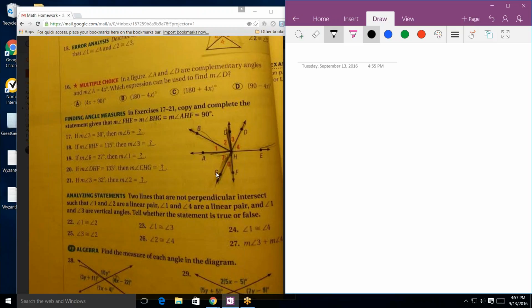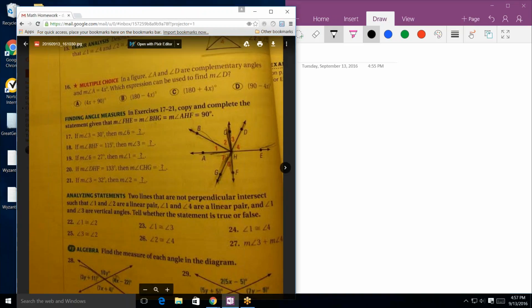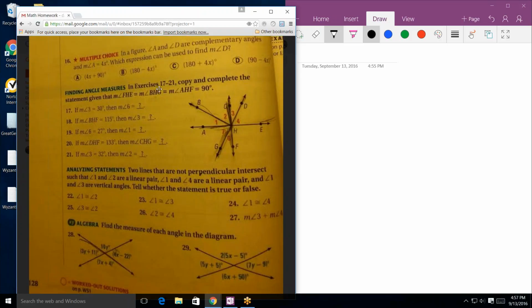Correct. So if the measure of angle 3 is 32 degrees, we can infer that angle 2 is its supplement, meaning angle 2 would have to be 58. Right, it's its complement, not its supplement. Supplement means they add to 180, complement 90. I get those mixed up sometimes. Well, no, you understand it just fine.